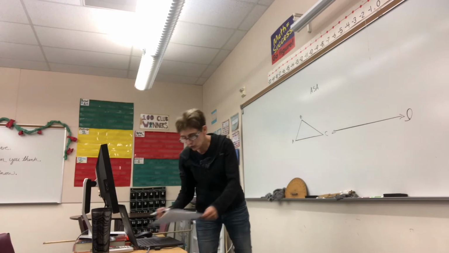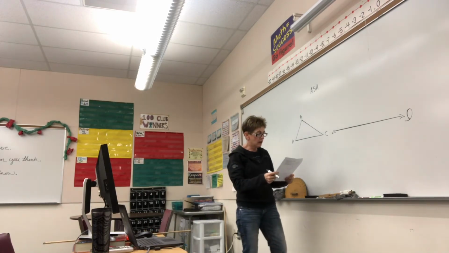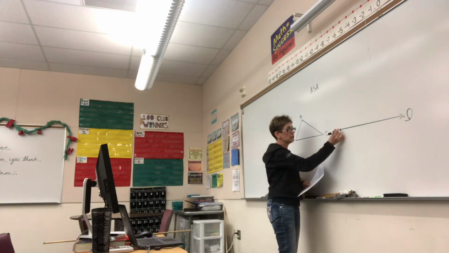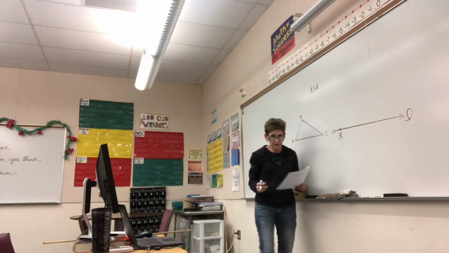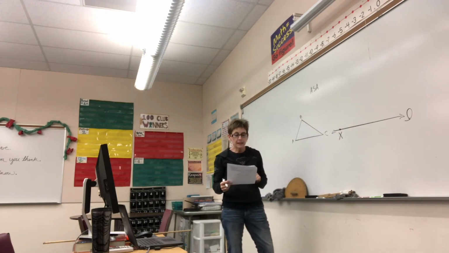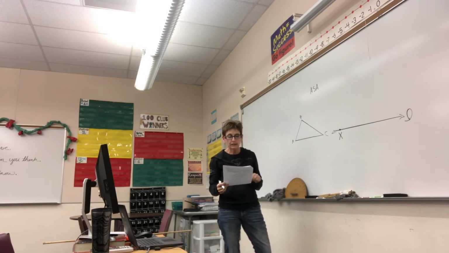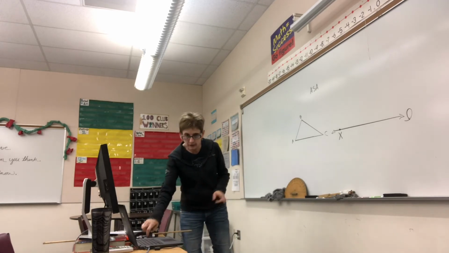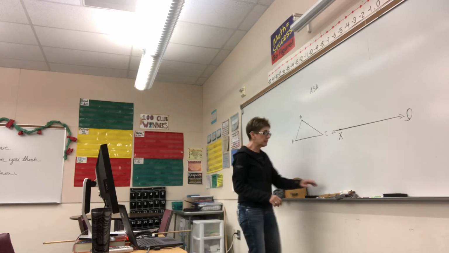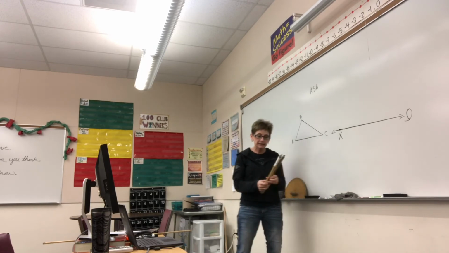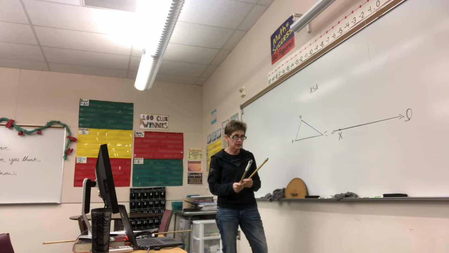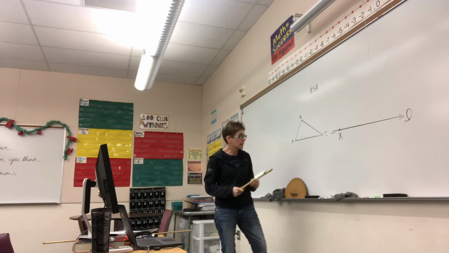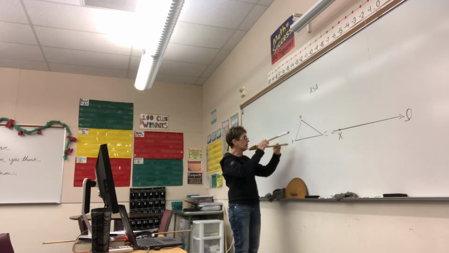Then it says draw point X on line L. So we're going to draw point X on line L. Step 3, construct an angle congruent to angle A at X using line L as a side of the angle. Now we have done this twice before. We did this when we were constructing parallel lines, and we also did it on the first construction for Chapter 5. So we're wanting to copy angle A.